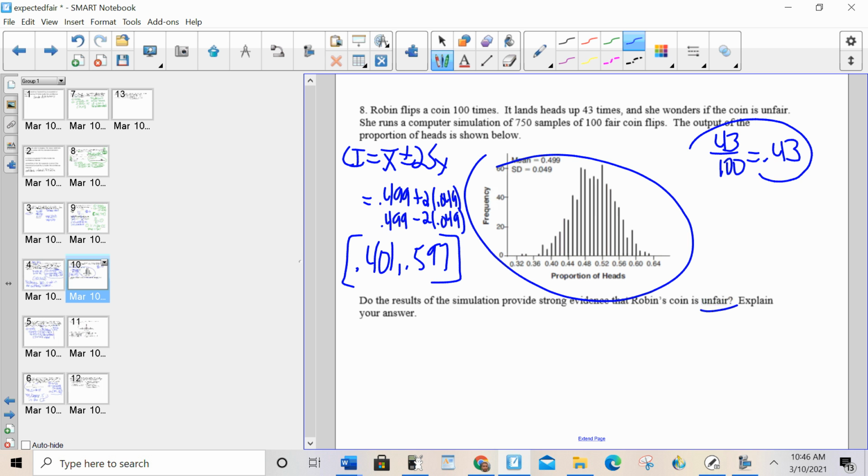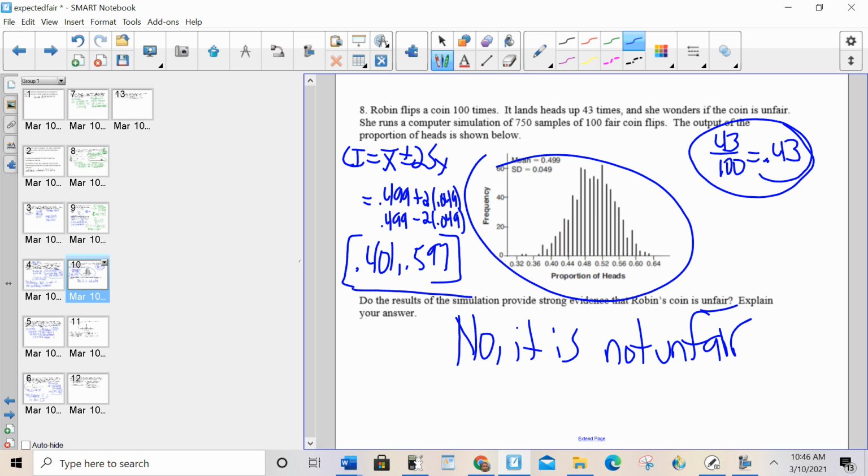She got 0.43. Is 0.43 in the confidence interval? Yes, it's an expected value for a fair coin. So that leads us to believe that her coin is fair, again, because her output is an expected value of a fair coin. So no, it is not unfair because 0.43 is in the confidence interval.